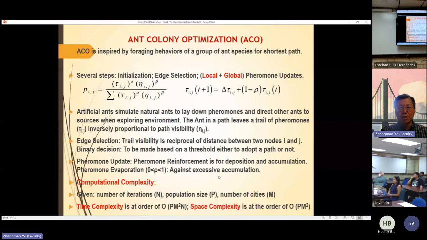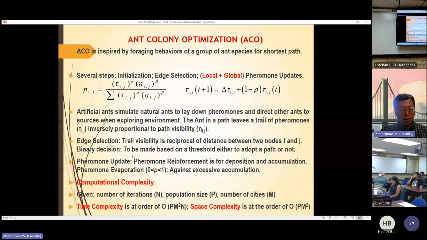So the last one is about the ant colony optimization. The ACO is also inspired by the foraging behavior of a group of ant species for sorted sparse. So it involves several steps: initialization, edge selection, local pheromone updates, and global pheromone updates. Our artificial ants simulate natural ants to lay down the pheromones and also direct the other ants to sources when exploring. The ant in the path leaves the trail and the pheromone, which is inversely proportional to the path visibility. In the edge selection, the trail visibility is the reciprocal of the distance between the two nodes i and j. Then the binary decision will be made based on the threshold, either to adopt the path or not.